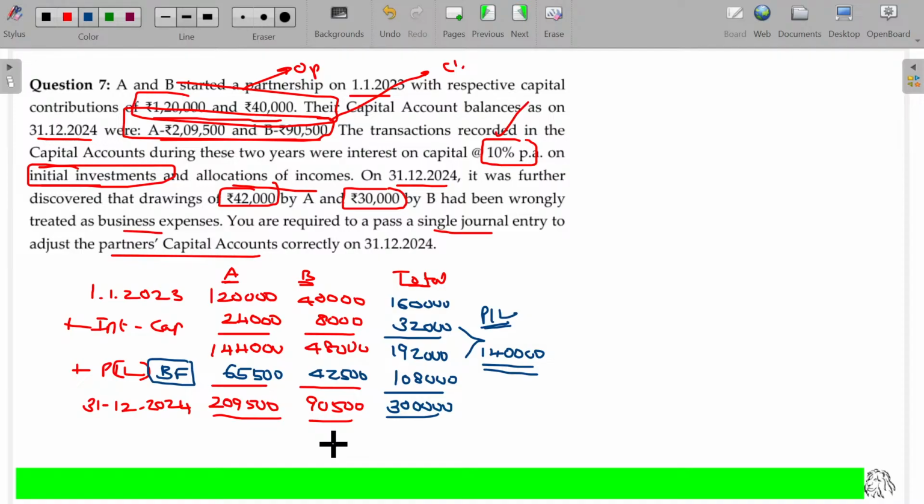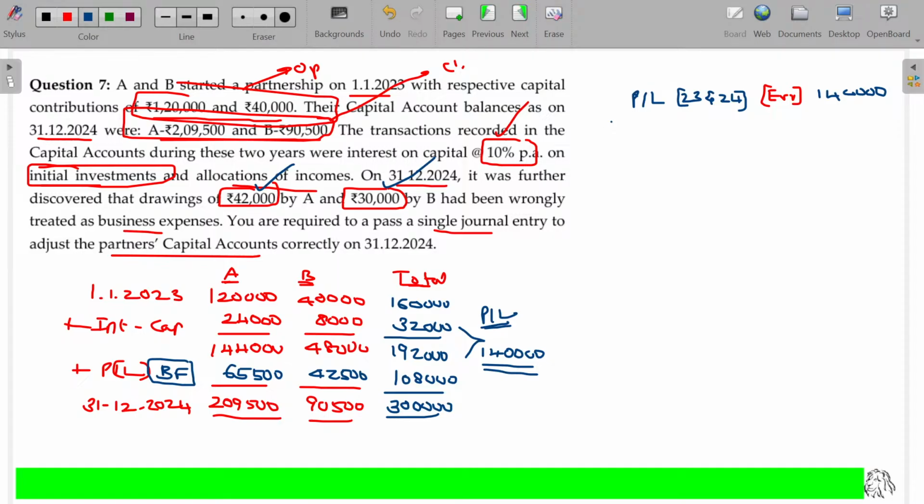Now the question is, is it correct one or wrong one? It's a wrong one. Okay. Profit and loss for the year 23 and 24 being 1,40,000. This one is error. Now they have wrongly debited these two in the P&L account. If it is not debited to the P&L account, what could be the correct profit? The correct profit will be higher. As they have debited 42,000 and 30,000 in the P&L account, the profit might have been lesser.